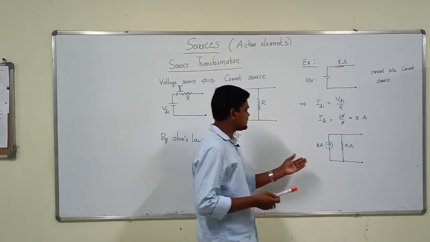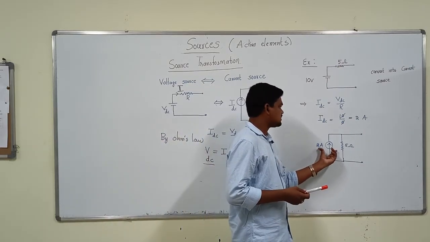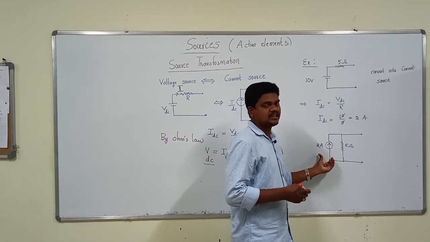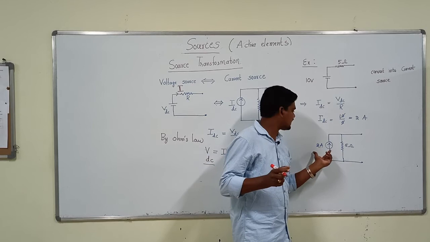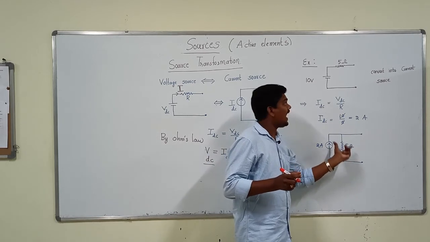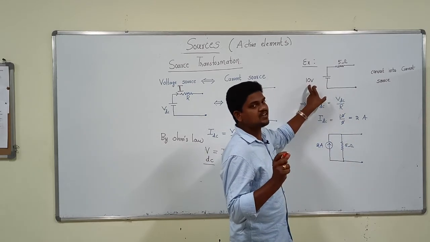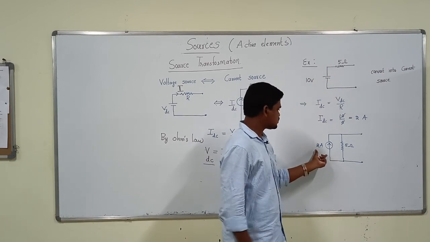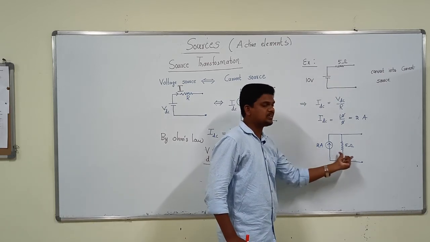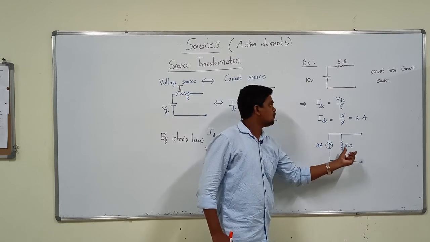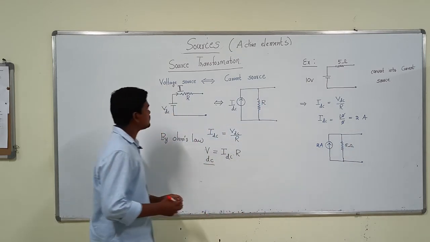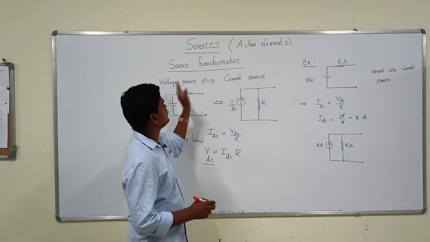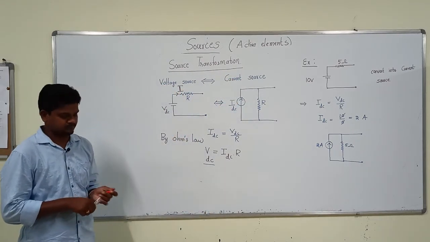If he gives this network, the same procedure will be applied. Finding the voltage equals current into resistance. In the voltage source, it is always the voltage source value with series resistance, and the current source is always the current source value with parallel resistance. Using this, we can transform the source, voltage source into current source and current source into voltage source. Okay, right.